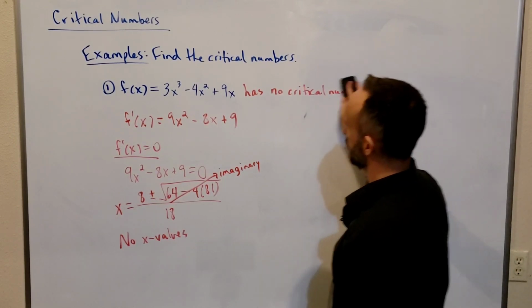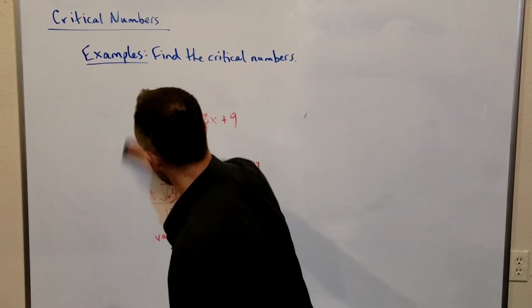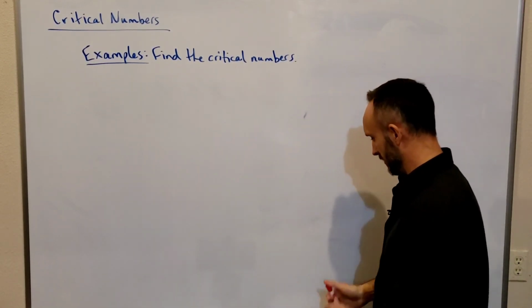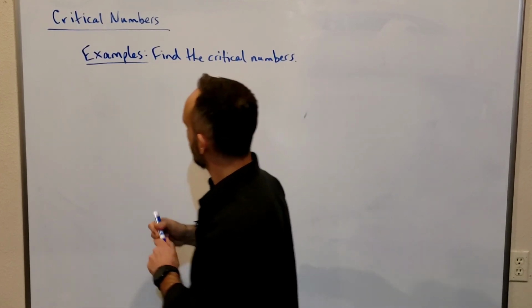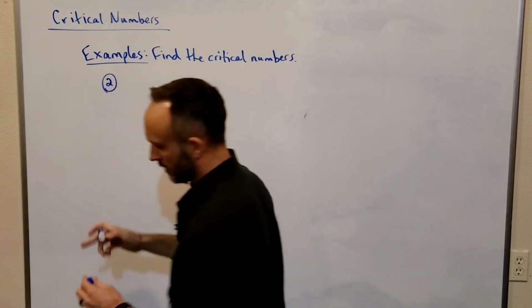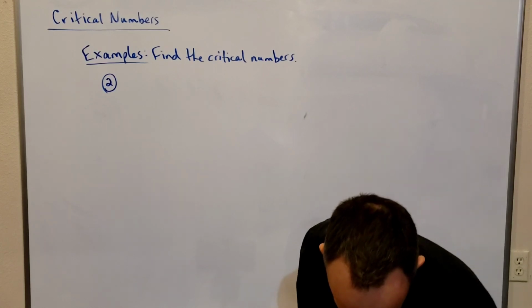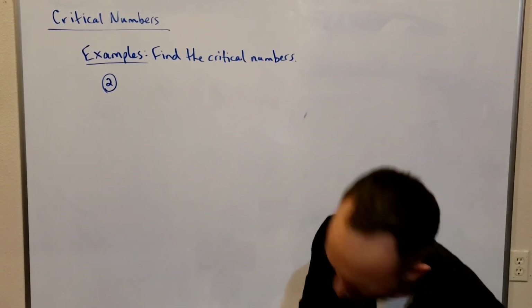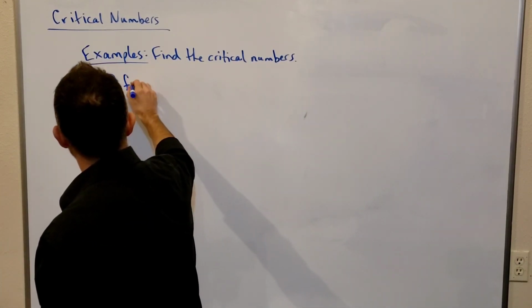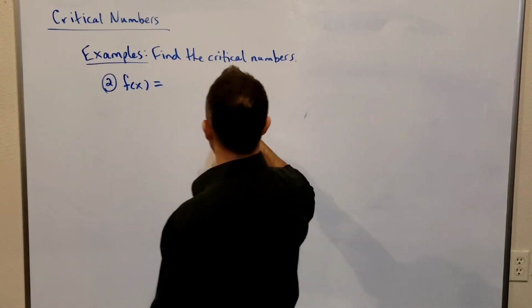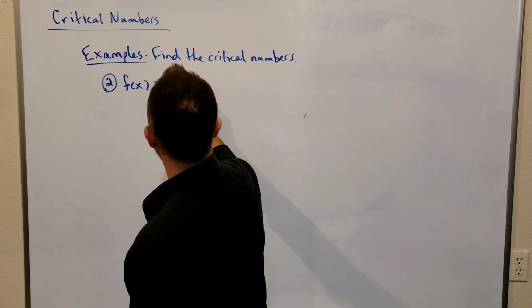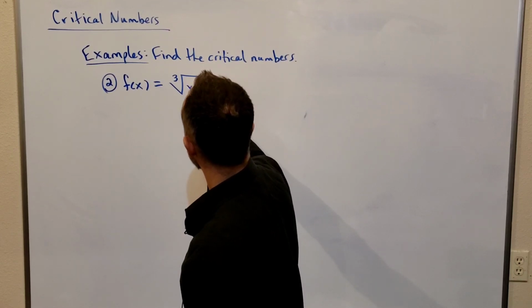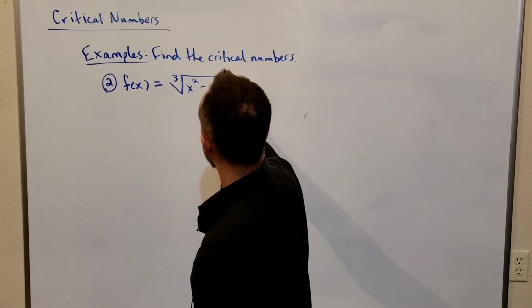Let's look at another example. Example 2. So that was a polynomial example. So let's see, what else would be interesting? Let's look at f of x equals the cube root of x squared minus 9. Okay?